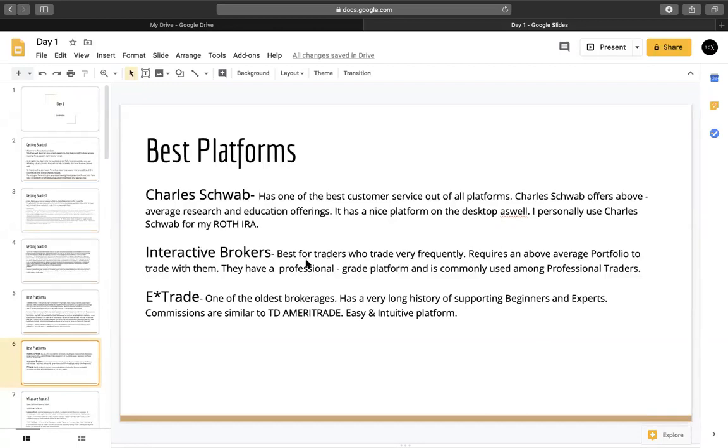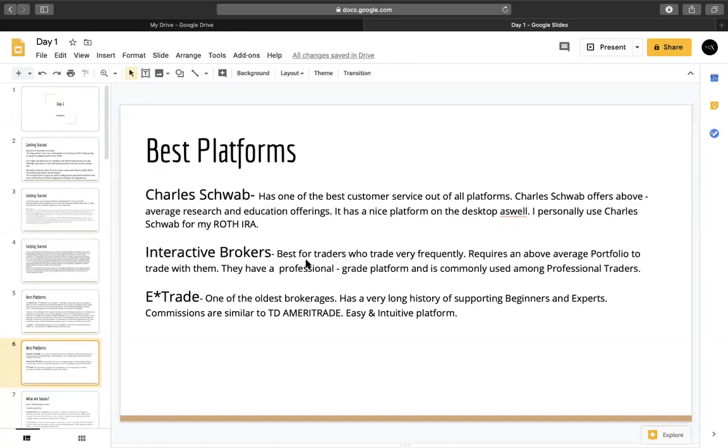Okay, Interactive Brokers. Anybody use Interactive Brokers? I don't think anybody uses that here. It's best for traders who trade very frequently. It basically requires an above average portfolio to trade with them. They have a very professional grade platform. I've seen it before and it's crazy. It's commonly used among professional traders. If you go on StockTwits, maybe you see all these different people, and some of them are pretty good at what they do, and they use Interactive Brokers.